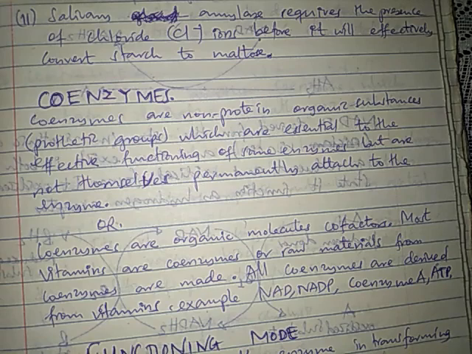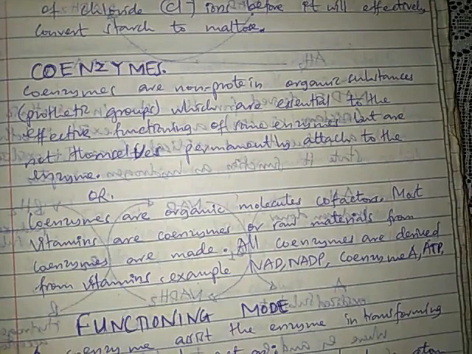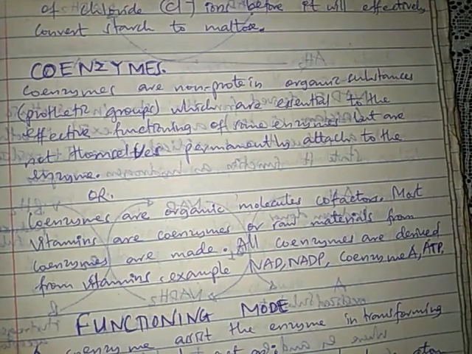Now coenzymes are organic molecules. They are organic molecules cofactors. So most vitamins are coenzymes.